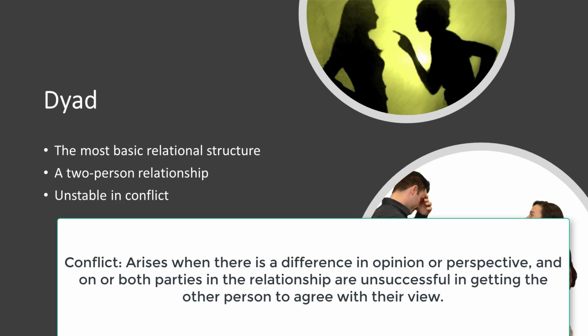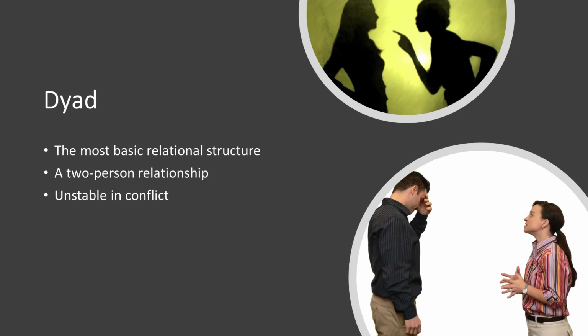Conflict arises when there is a difference of opinion or perspective and one or both parties involved in the relationship are unsuccessful in getting the other person to agree with their view. Their different views cause anxiety to bubble up to the surface, especially when they are holding firm to their stance. In order to alleviate the discomfort of the anxiety, one party will vent, gossip, badmouth, or complain to an uninvolved third person to release the tension.